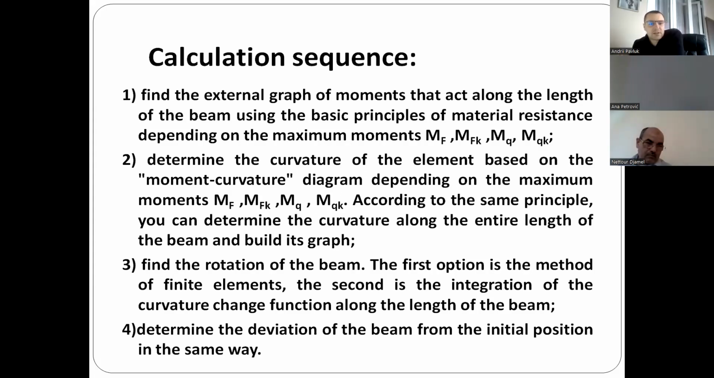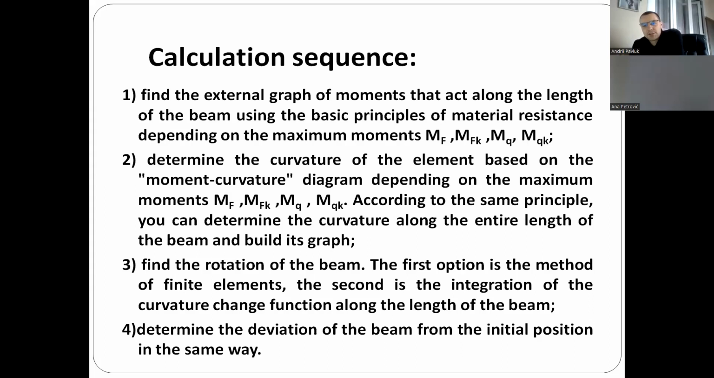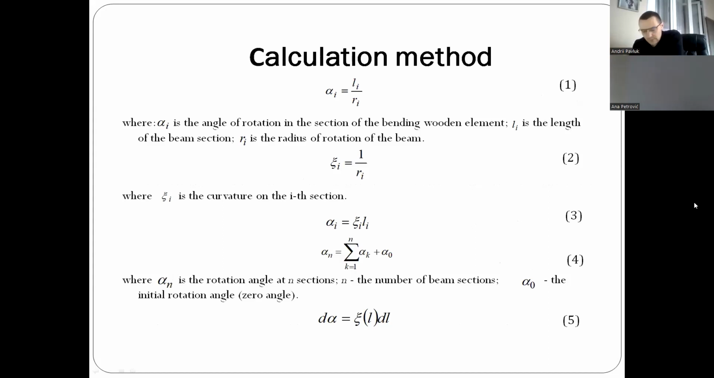The next step is to find the rotation of the beam. The first option is the method of finite elements. The second is the integration of the curvature change function along the length of the beam. Then determine the deviation of the beam from the initial position in the same way. Both variants make it possible to obtain the value of the rotation angle of the beam relative to the initial position. In our opinion, the second variant is simpler, so we will consider it in this work.